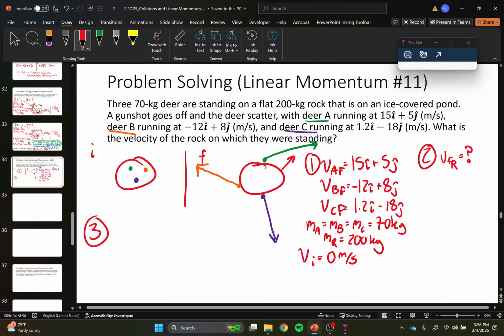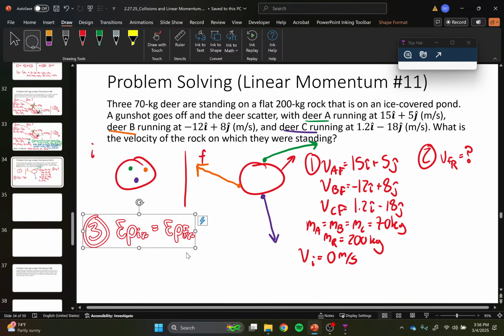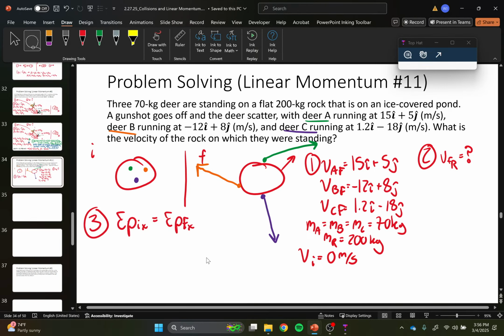How are we going to solve this problem? The same way we solve every momentum problem. Sum of momentums in the x beginnings equals sum of momentums in the end in the x direction. And then we're going to do it again for the y direction. So again, this problem seems unpleasant, but it's really not that bad.